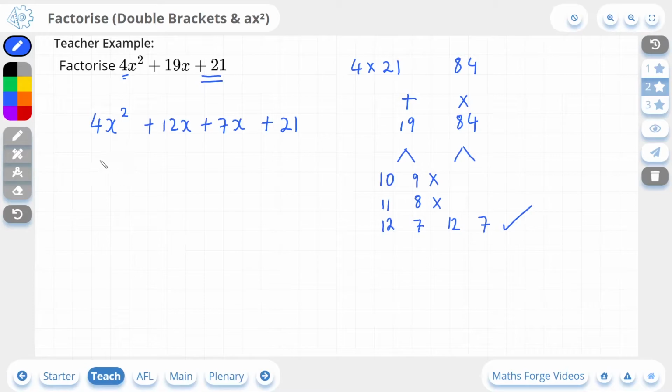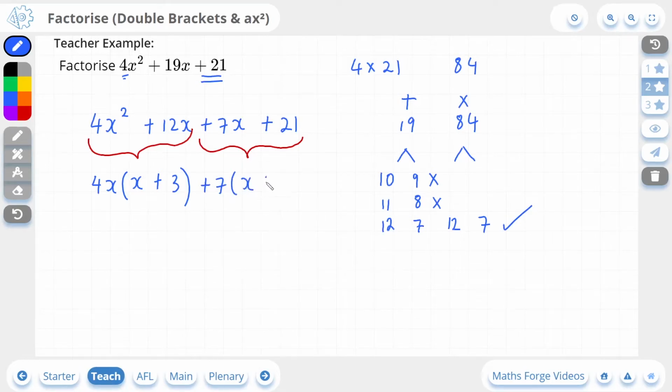Okay, so for the next step, you are going to want to factorize the first two terms of this long expression, and you're going to want to factorize the last two terms. So what does that look like? It looks like this. I can see that the highest common factor in my first two terms is 4x. I can take 4x out of the bracket, and we're going to be left with x plus 3. And now for the last two terms, the highest common factor is a positive 7. I'm going to take that out, and we're going to be left with x plus 3.